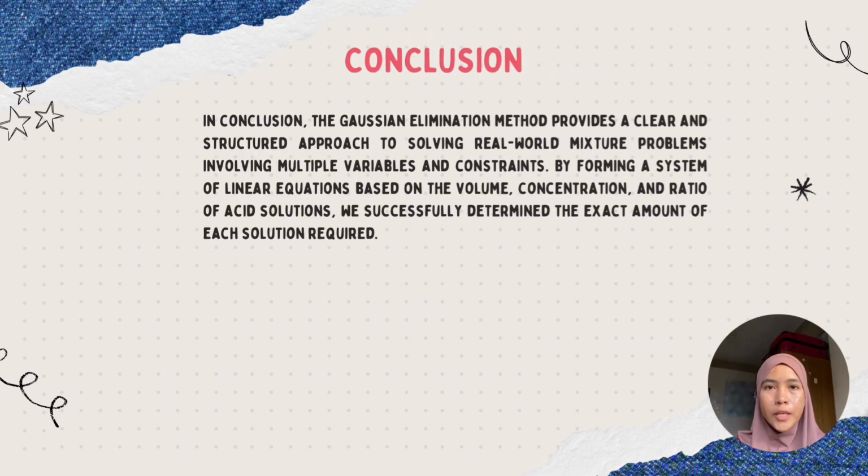To conclude this case, the Gaussian elimination method is a clear and organized way to solve real-life problems like this. By turning the volume, acid concentrations, and the ratio into a system of equations, we were able to find the exact amount of each acid solution needed for the mixture.